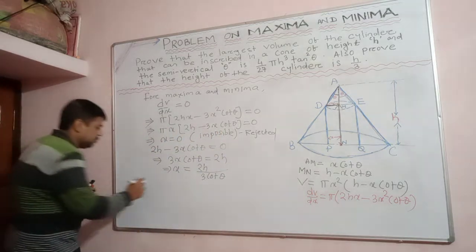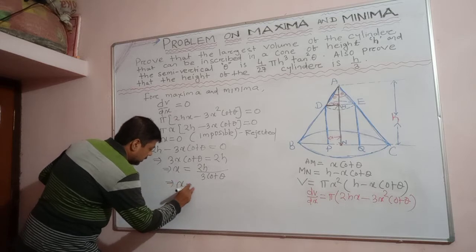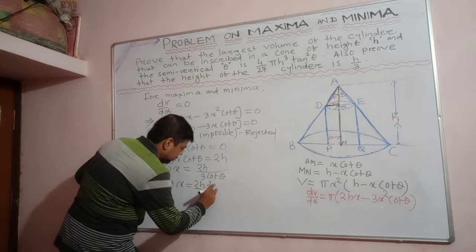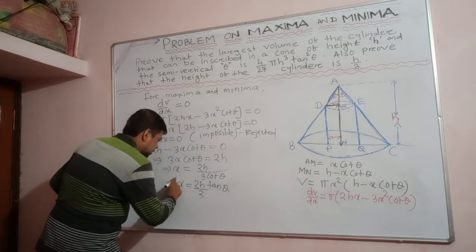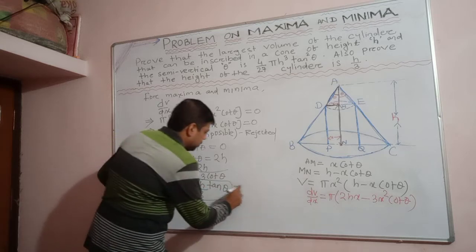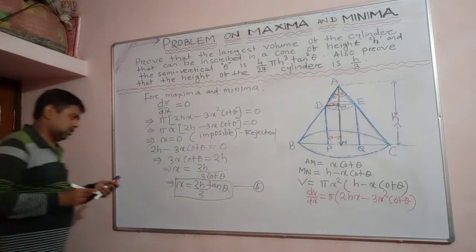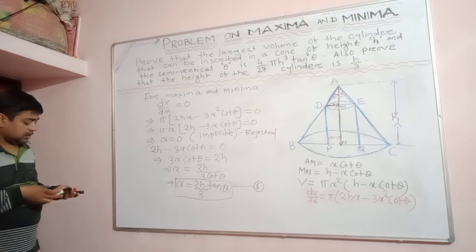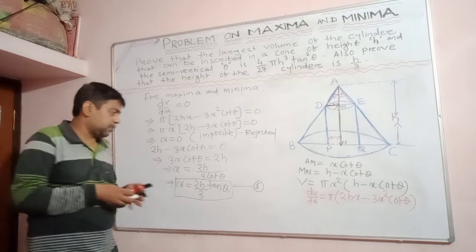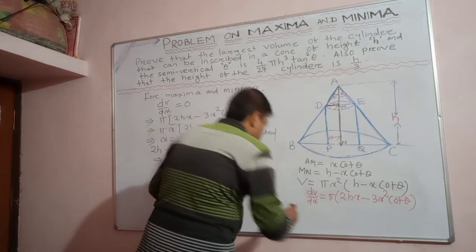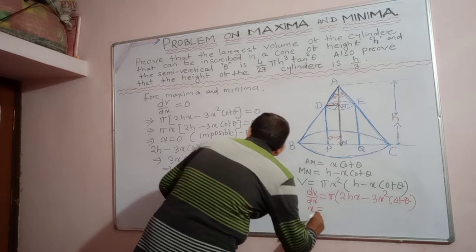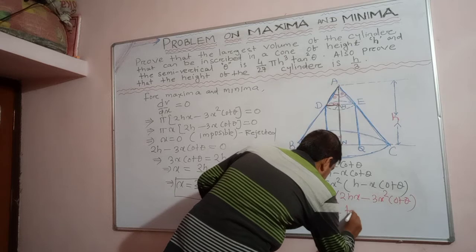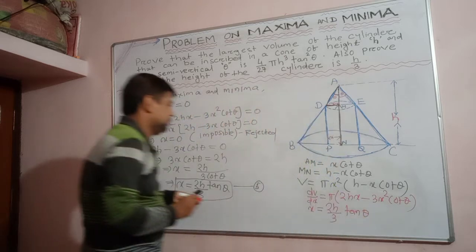Or you can write, just to simplify it, x can be written as 2h by 3, 1 by cot theta must be tan theta. So this is the critical point of the function. This is point number 5. So this is the only critical point where the volume of the cylinder may be maxima or minima, right? So we got the fifth point, that x is equal to 2h upon 3 tan theta. This is the fifth point we got.